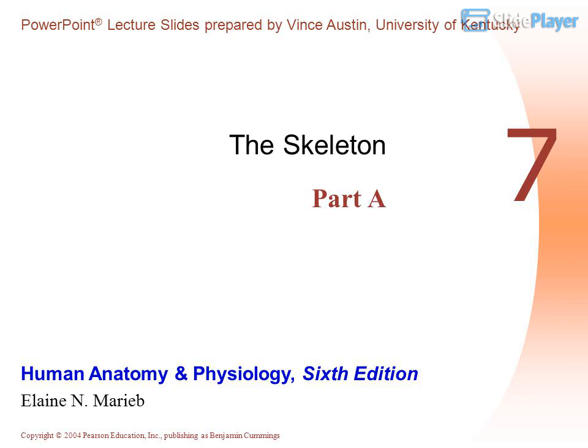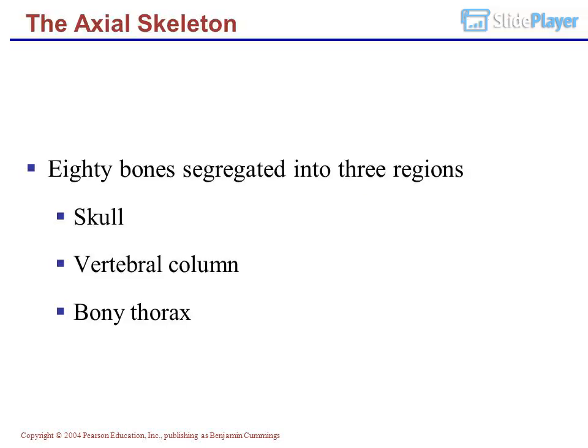The skeleton, Part A. The axial skeleton. 80 bones segregated into 3 regions: skull, vertebral column, and bony thorax.